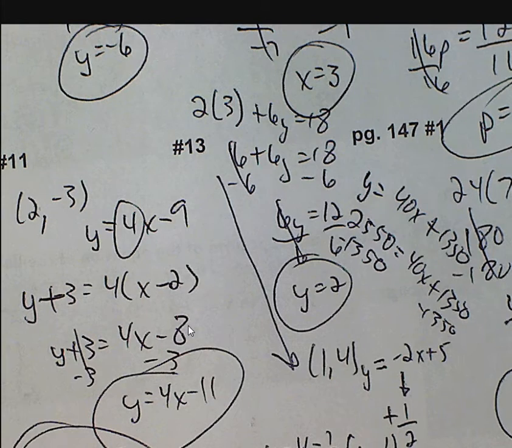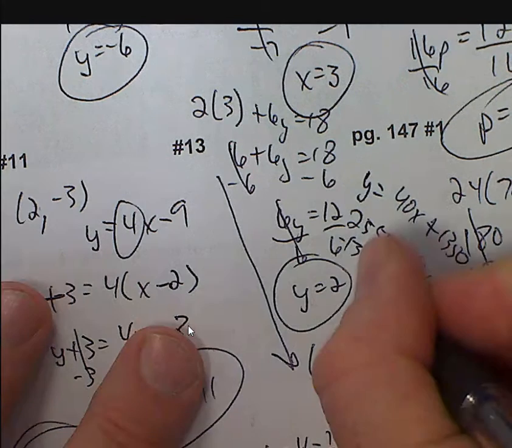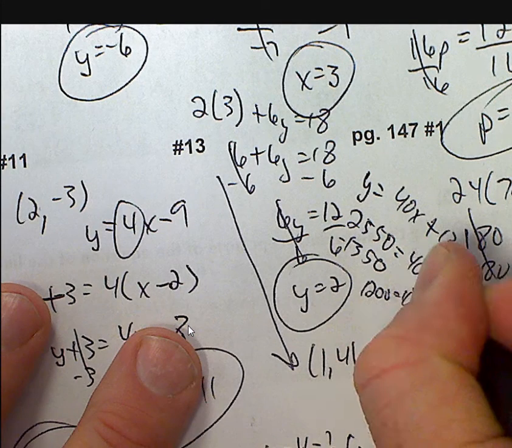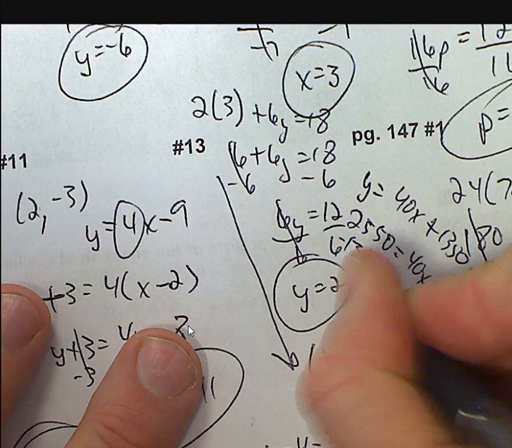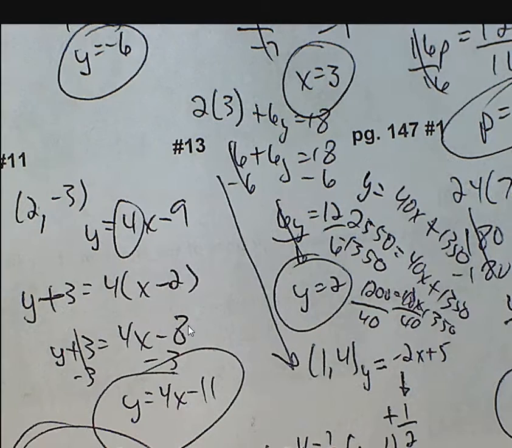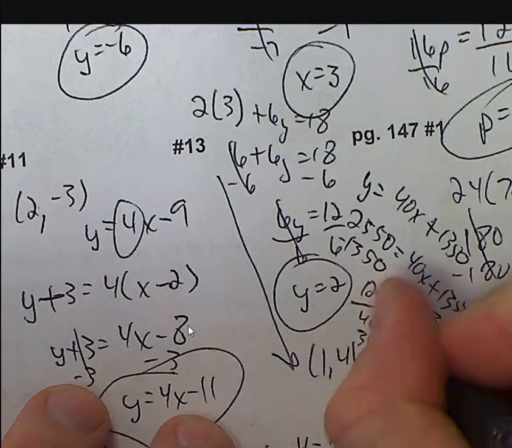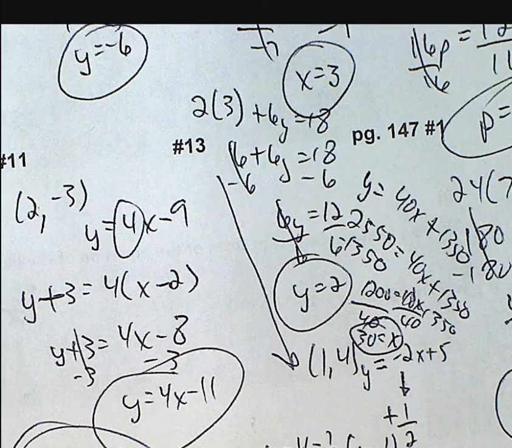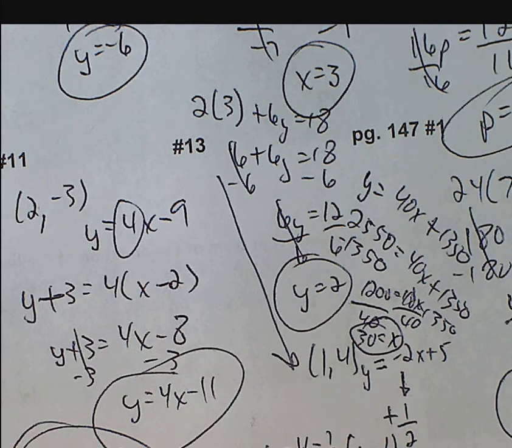So 2,550 minus 1350 gives me 1,200. 1,200 equals 40x. Divide by 40. 1,200 divided by 40 gives me 30. So it would take 30 weeks for him to get his money. And we are done.